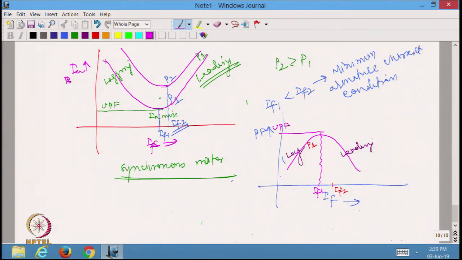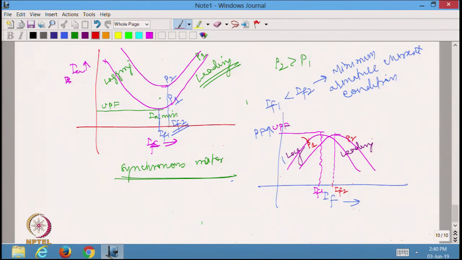Then correspondingly, please note the power factor cannot be greater than unity. So, I have to essentially draw it corresponding to this as though this is the way the other curve is, and this curve corresponds to P2. The first curve corresponded to P1 and this curve corresponds to P2.